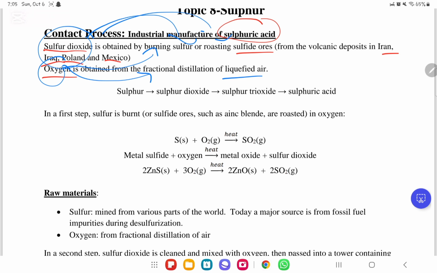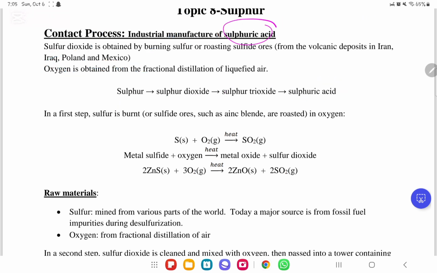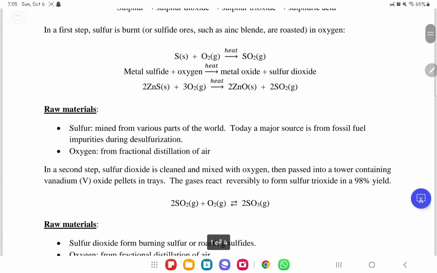So if we're gonna do the sulfur, it will become sulfur dioxide, then sulfur trioxide, then sulfuric acid. So to make sulfuric acid, we're first gonna start with sulfur. We burn the sulfur, then we get sulfur dioxide, then it will become sulfur trioxide, then finally we get sulfuric acid. In a first step, sulfur is burnt or sulfide ores such as zinc blende are roasted in oxygen. So the very first step of forming sulfuric acid is that we start with sulfur, then we burn the sulfur with O2 to produce sulfur dioxide.